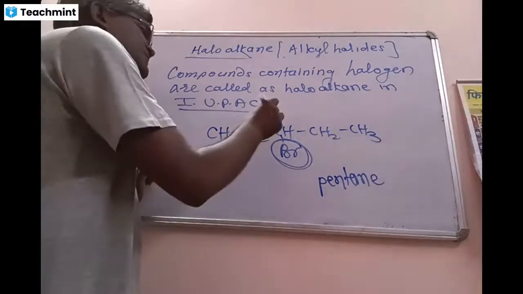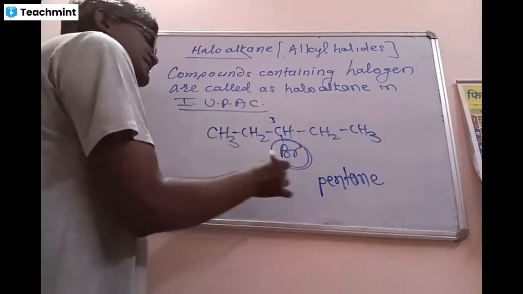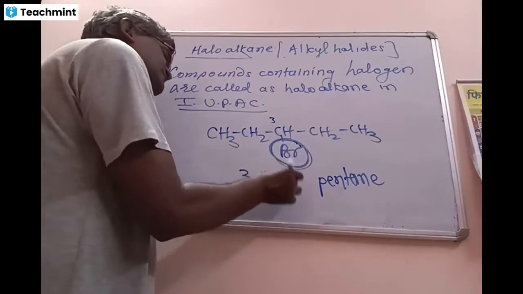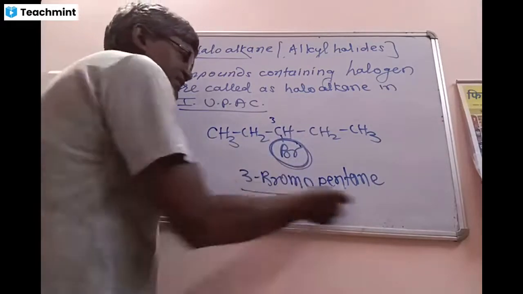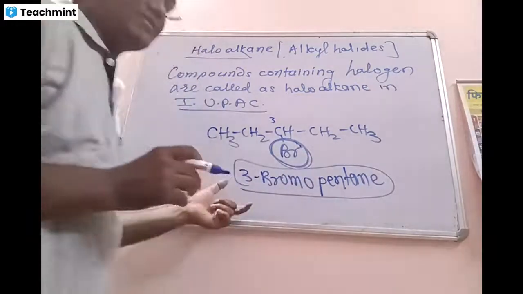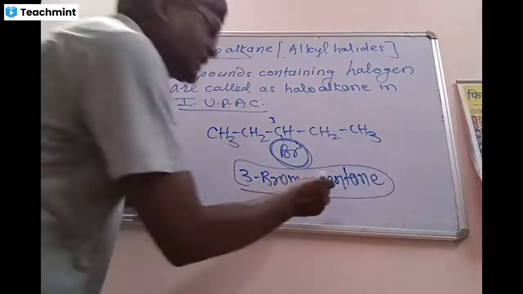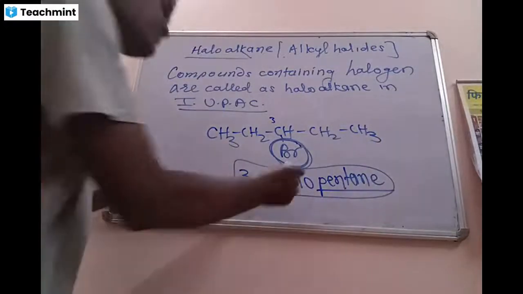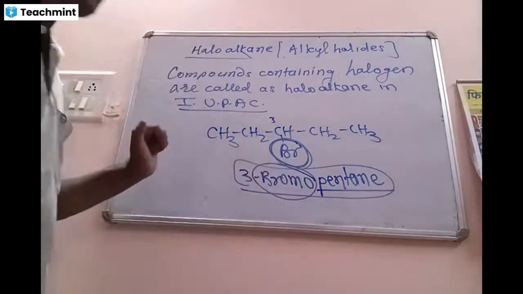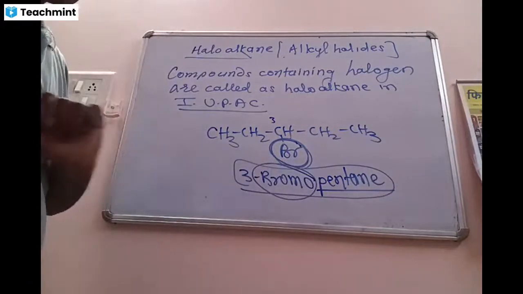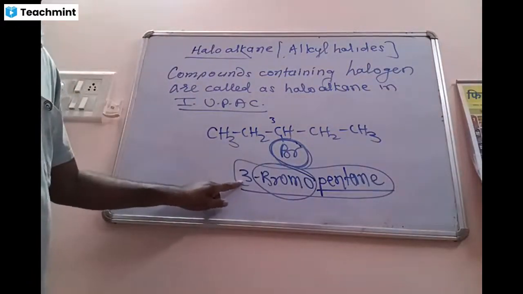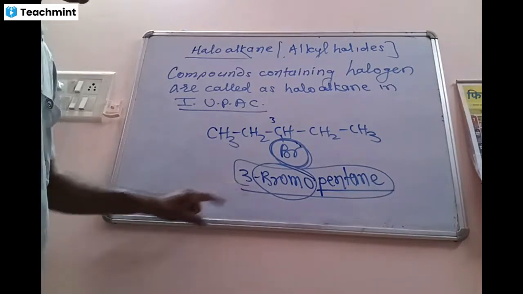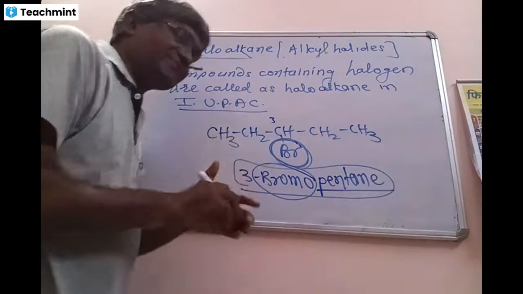And here the carbon number 3 from this end or this end contains what? Br. For Br you have to write 3-bromopentane. Now this is the name of the compound. This name will suggest how many carbon atoms are there. Yes, 5. Which functional group is there? Bromo is there in the name, so there should be Br in the formula, on carbon number 3 of the chain from either end. So this will be the IUPAC name.